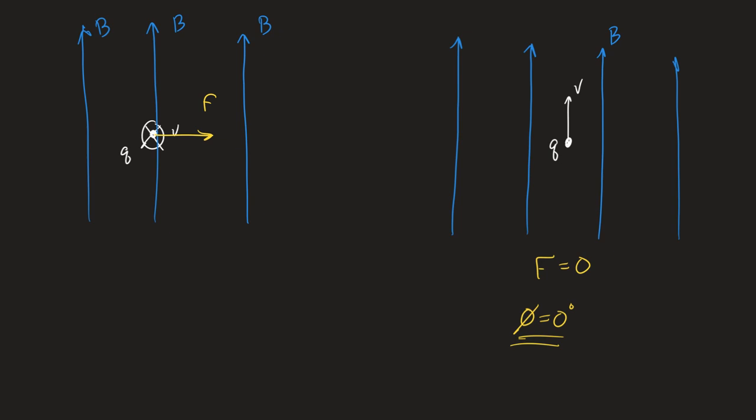Opposite direction would have the same effect. So if I have another same particle over here that has a velocity downwards, it also would experience a force of 0. All right?